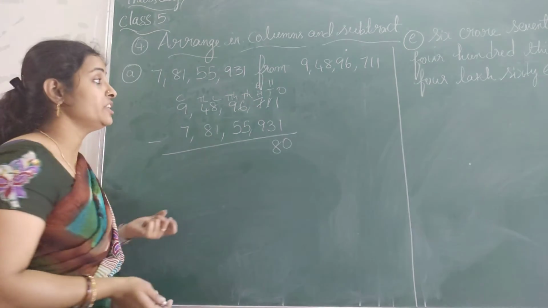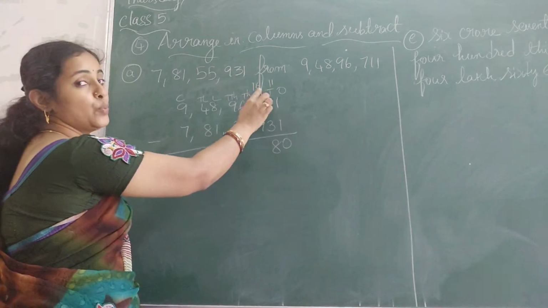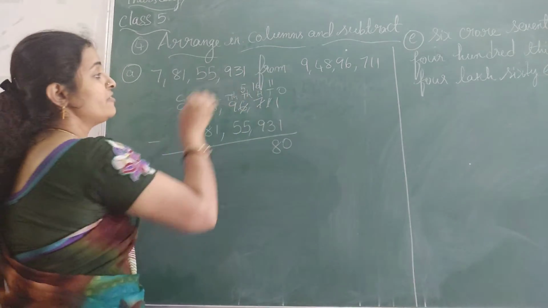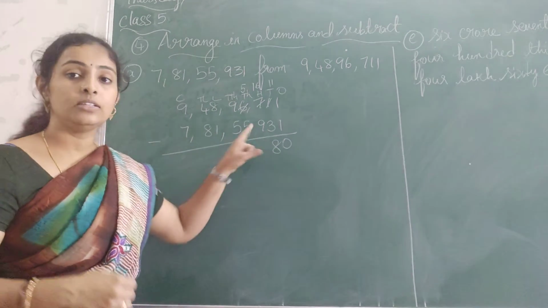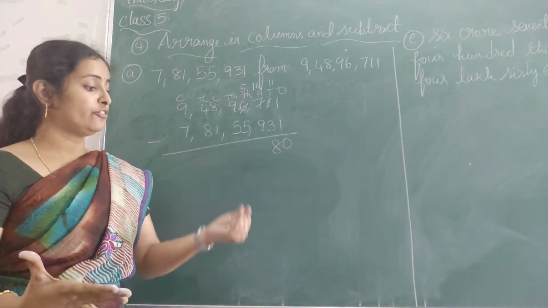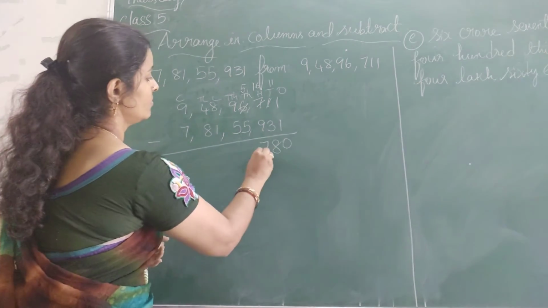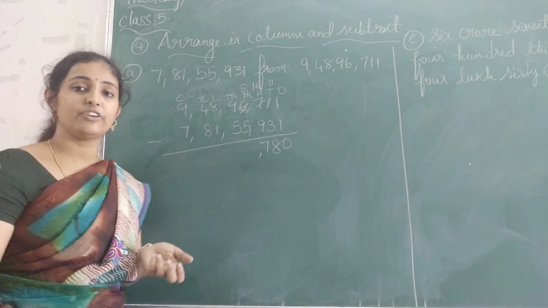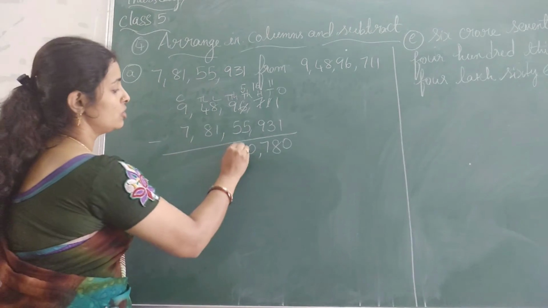Not possible. So, what do you need to do? Take a borrow. Then, what will you get here? After giving borrow, you will get 16. Now, what the number will be left over here? That will be 5. So, 16 minus 9 is how much? 9, 10, 11, 12, 13, 14, 15 and 16. So, that is 7. Yes. Now, 5 minus 5 is possible? Yes, possible. 5 minus 5 is how much? 0.